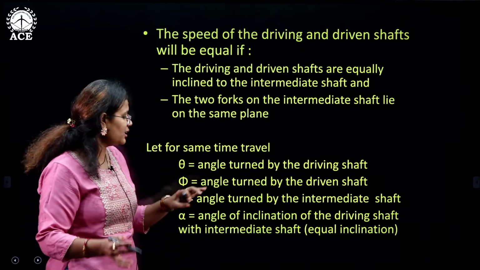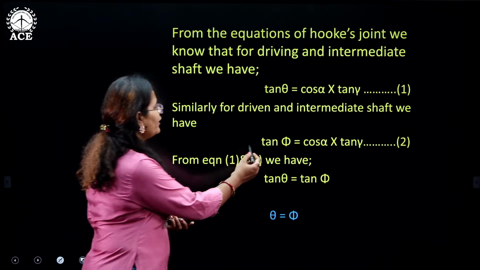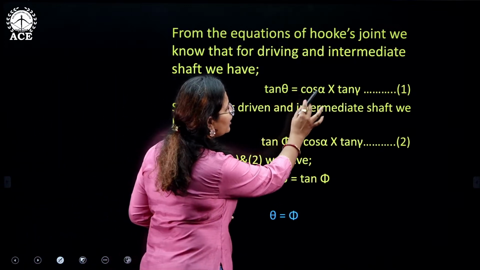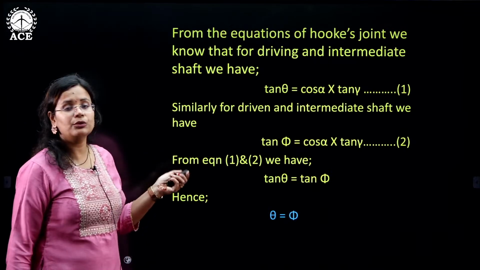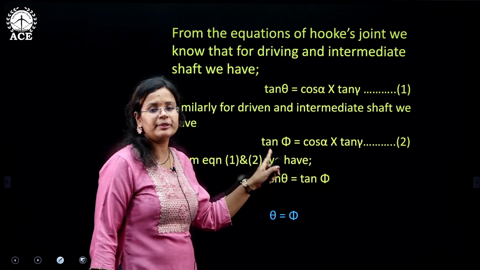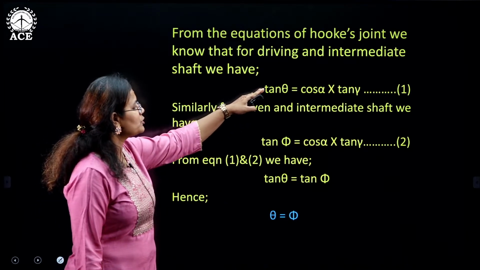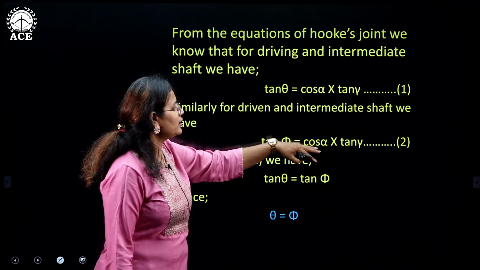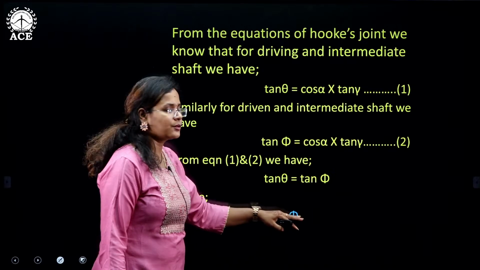With these three angles theta, phi and gamma, using the equation from the single Hooke's joint, tan theta is equal to cos alpha into tan gamma. The same thing for the driving and the intermediate shaft: tan phi is equal to cos alpha into tan gamma. From equations 1 and 2, these two are equal. So tan theta is equal to tan phi, and finally theta is equal to phi.